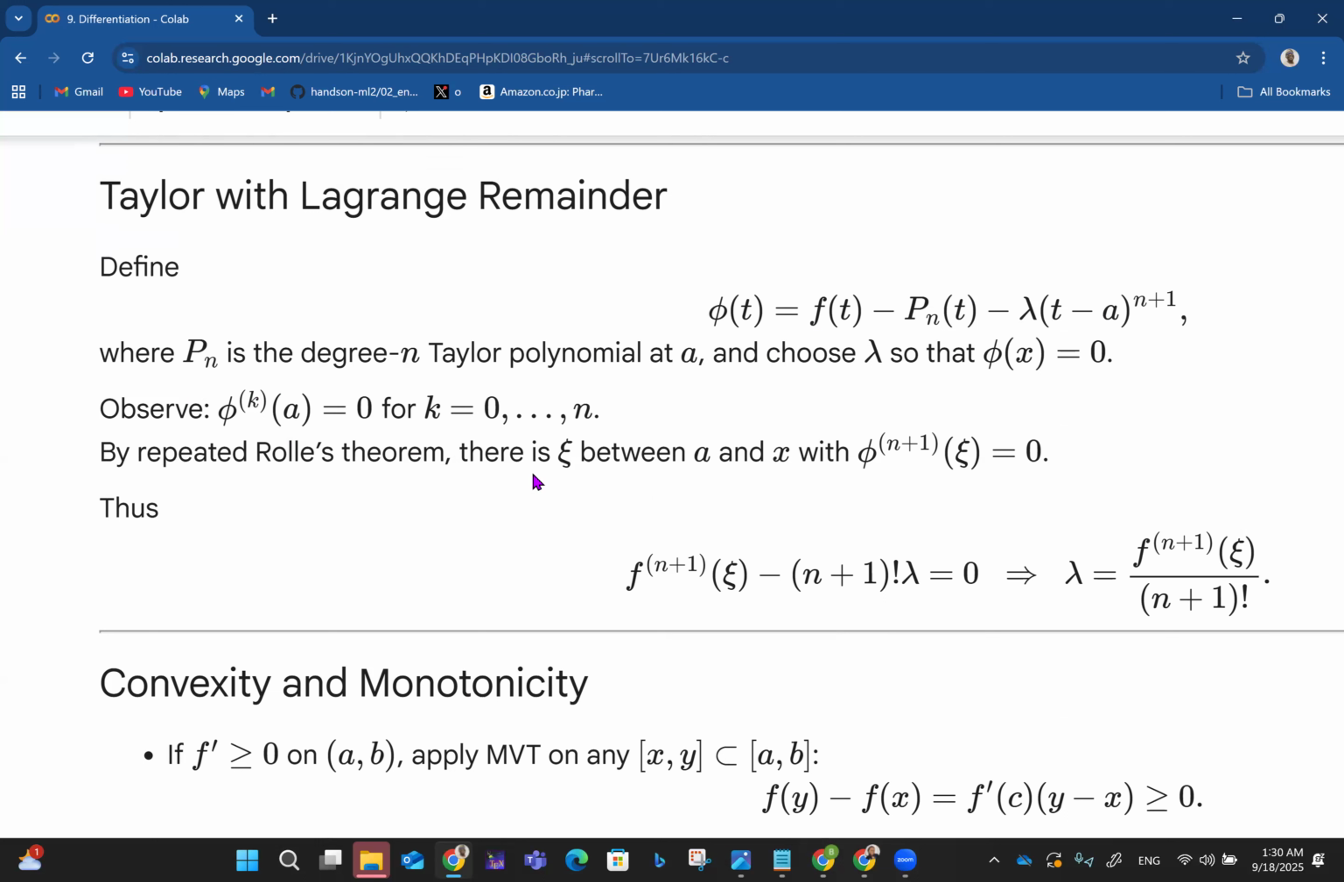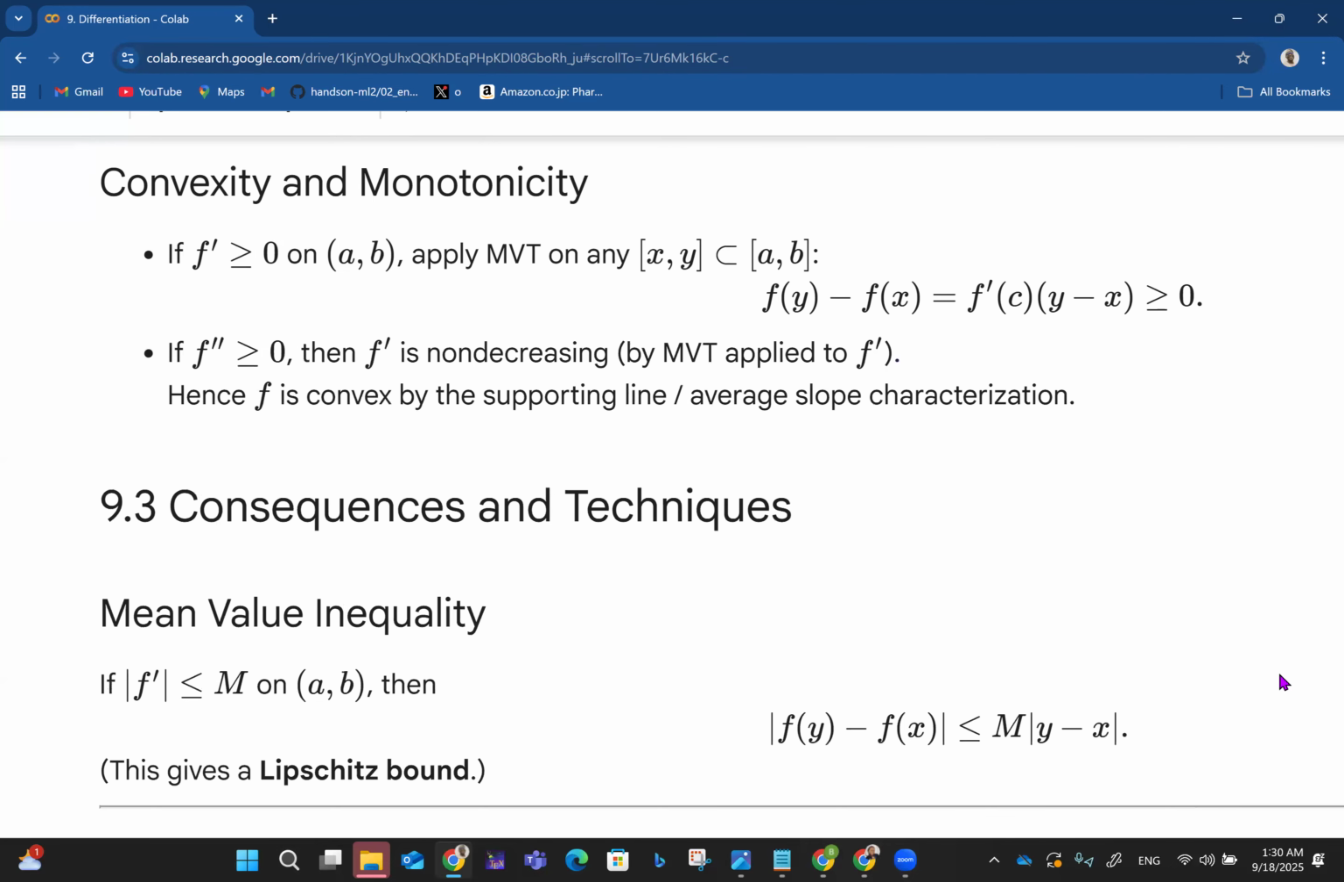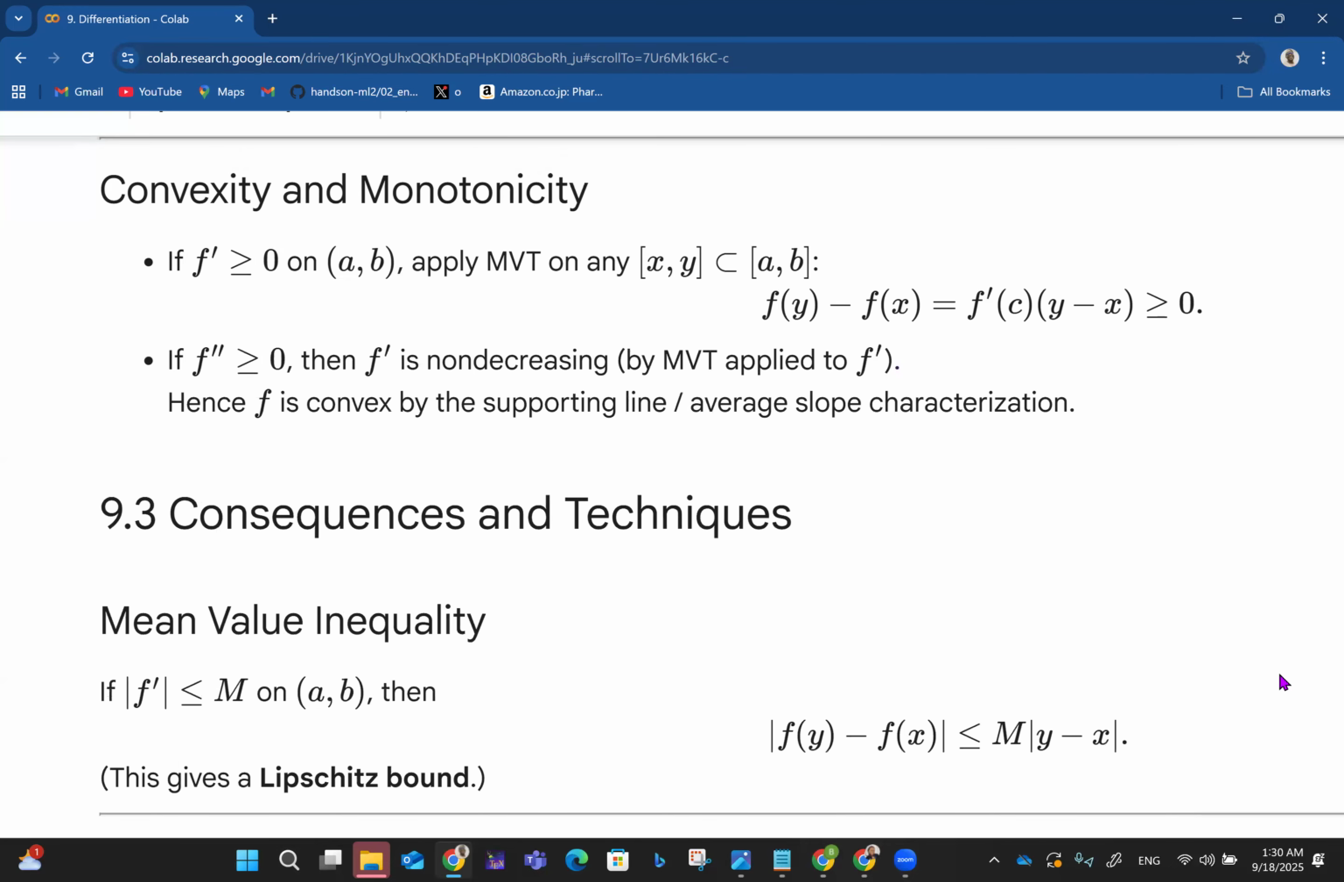By repeated Rolle's theorem, there is psi between a and x with the (n+1)-th derivative of phi evaluated at psi equal to 0. Thus, f^(n+1)(psi) minus (n+1)! lambda equals 0, which implies that lambda is equal to the (n+1)-th derivative of f evaluated at psi, all over (n+1)!. And then we go on to convexity and monotonicity.